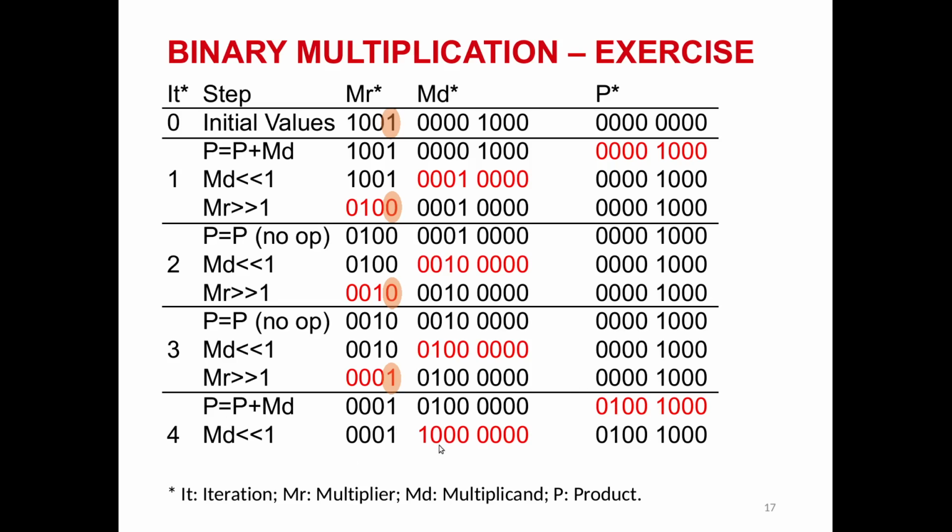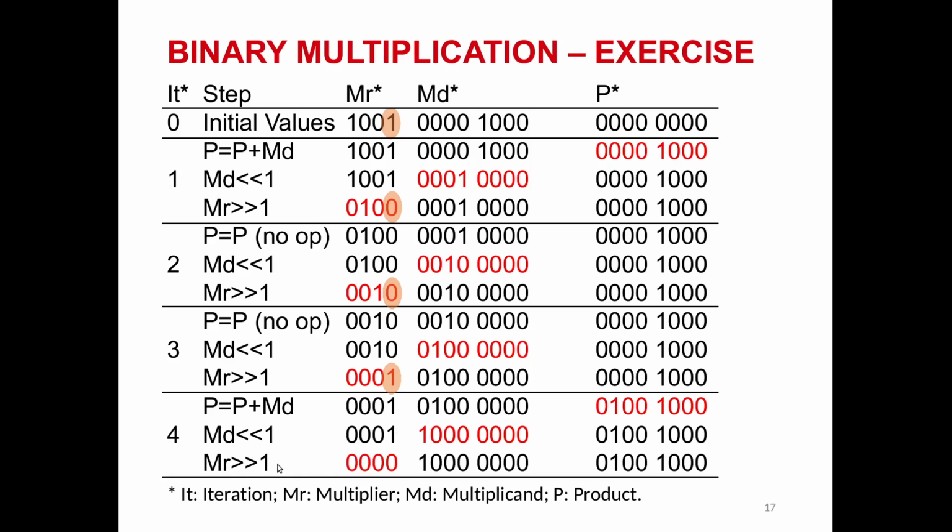and then we shift the multiplicand 1 bit further to the left, shift the multiplier 1 bit further to the right, but at this time we have already finished 4 iterations, which is equal to the number of bits of the multiplier, 4 bits, and so we know that our algorithm will finish here, and we have the final product here, 0 1 0 0 1 0 0 0, and this value in binary should be 72 in decimal.